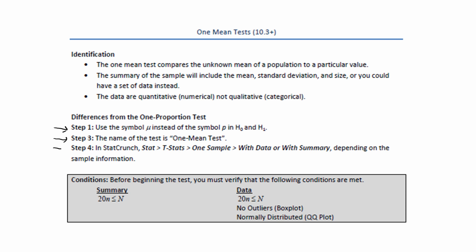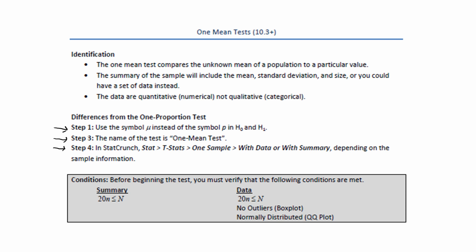In step 4, inside StatCrunch, we'll use Stat, T Stats, One Sample, and then either With Data or With Summary, depending on what you have. This is similar to the confidence intervals for a population mean. Now, for the conditions, we're going to assume that the data come from a random sample or a randomized experiment, but there are other conditions to check.